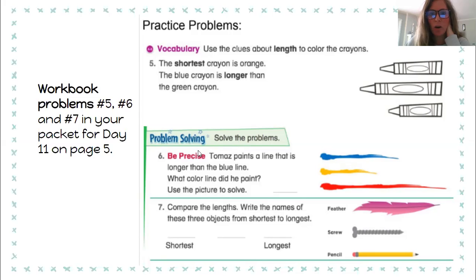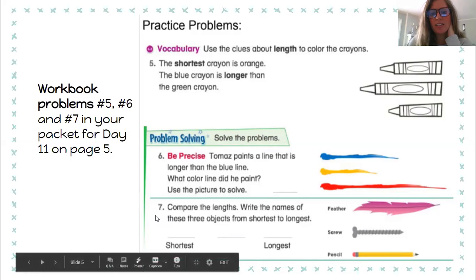All right, and then you've got your problems down here. Number 6 says, be precise. Thomas paints a line that is longer than the blue line. What color line did he paint? Use the picture to solve.